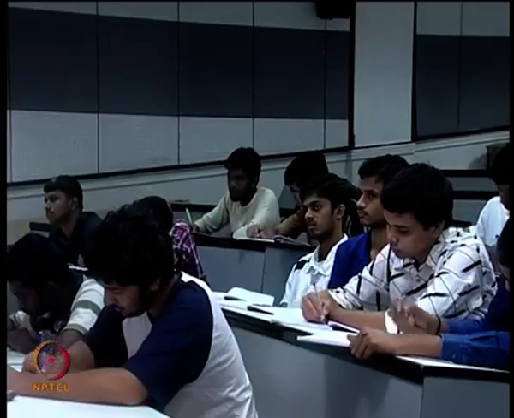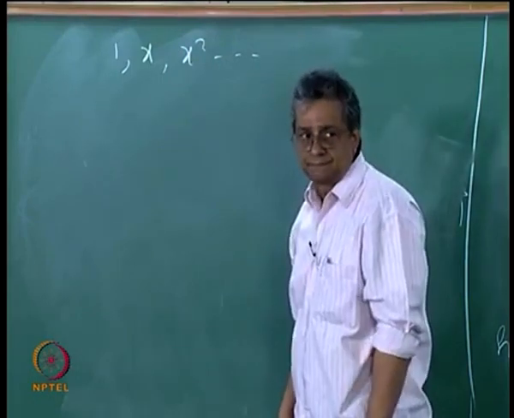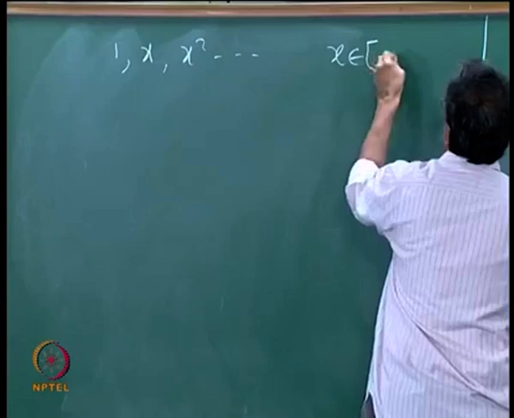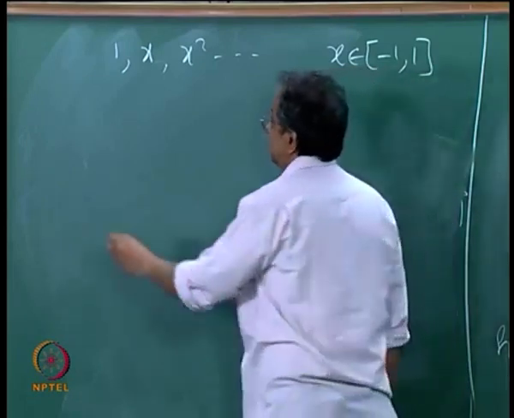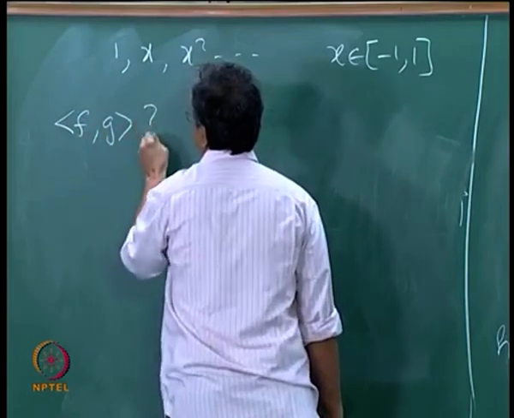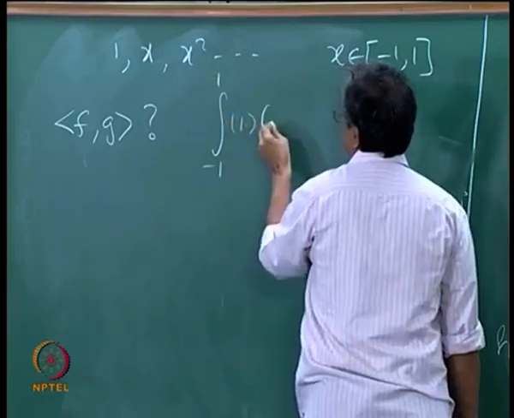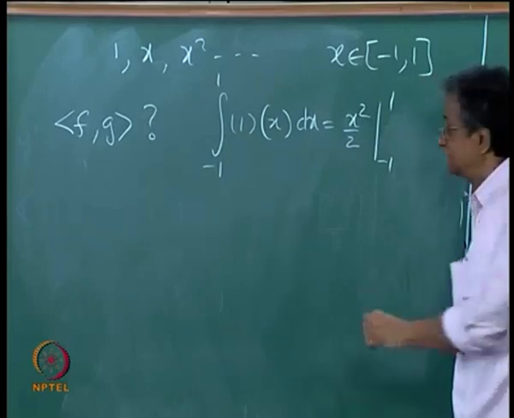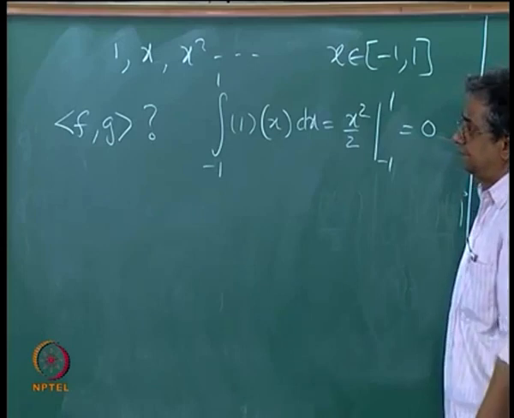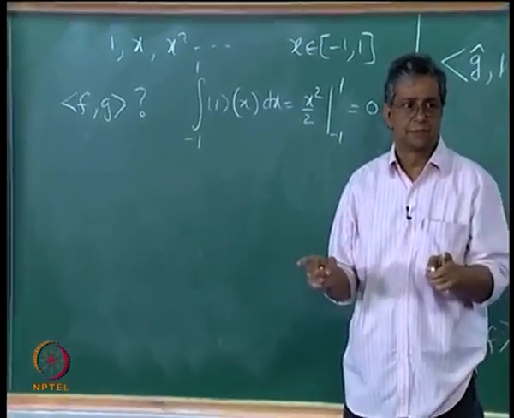Now, one of the points that I want you to check out, you can try this out now. If I take the same functions 1, x, x squared and so on, but now they are defined on the interval -1 to 1, does anything change? So what happens to f dot g? It becomes the integral from -1 to 1 of 1 times x dx, which is x squared by 2 from -1 to +1, and it is 0. They are orthogonal. So the orthogonality depends on the interval in which the function is defined. The dot product is defined over that whole interval.